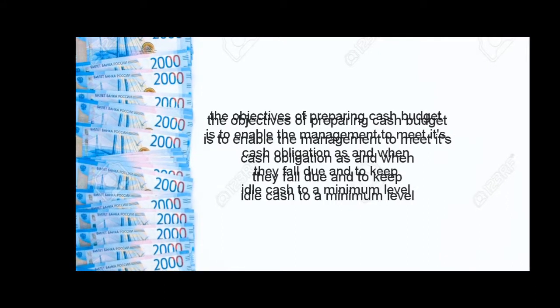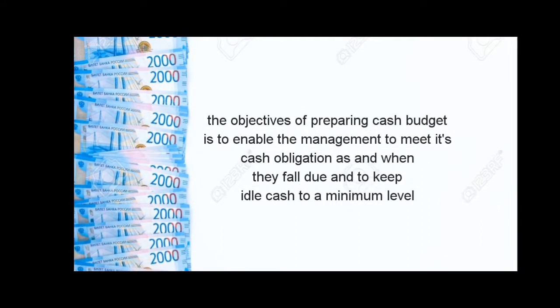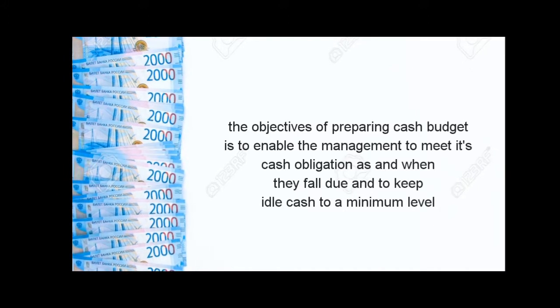The objective of preparing a cash budget is to enable the management to meet its cash obligations as and when they fall due and to keep idle cash to a minimum level. If at any time cash is in much excess of requirements, this means the firm is holding a sterile asset. Shortage of cash may at times prove suicidal. It should also be clearly understood that the liquidity provided by the cash holding is at the cost of profits which would otherwise have been earned by investing cash elsewhere.